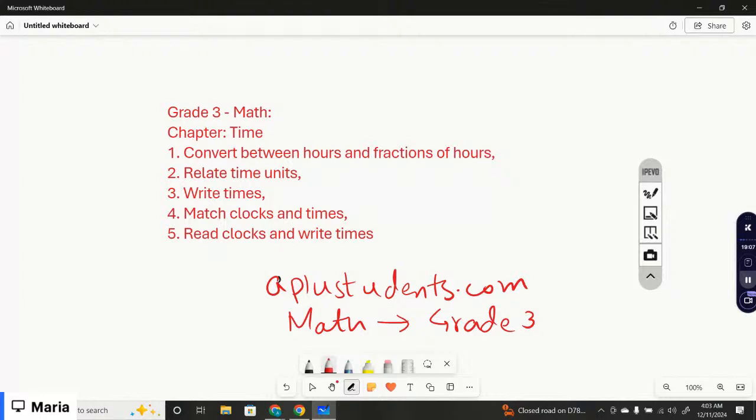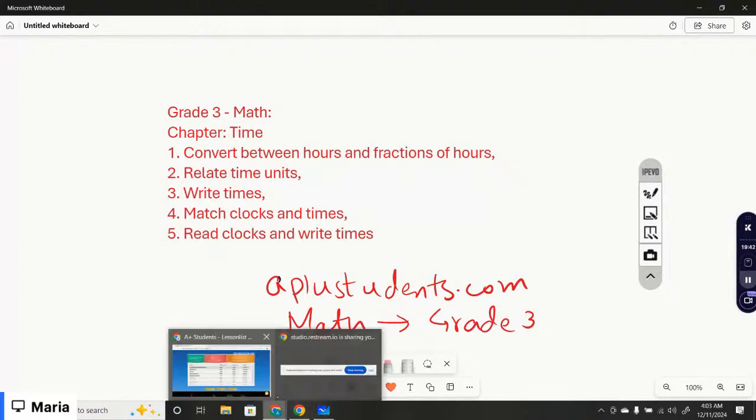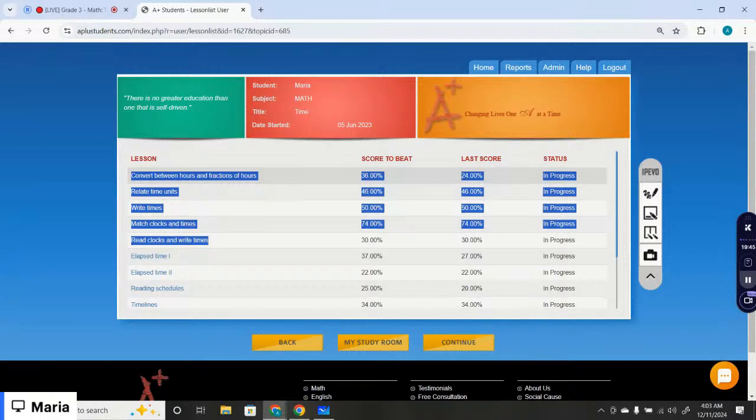There you can find a list of the chapters. We're going to start with the chapter time. The lessons we're going to cover today are convert between hours and fractions of hours, relate time units, write times, match clocks and times, read clocks and write times. Please make sure you have your notebook and pencil so that you can note down the important examples and definitions as well.